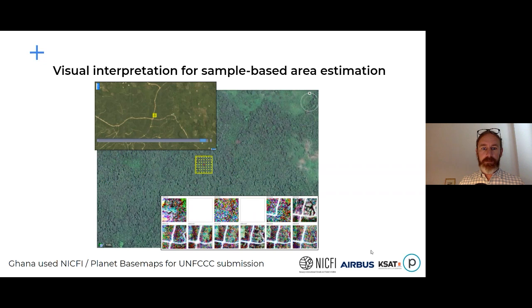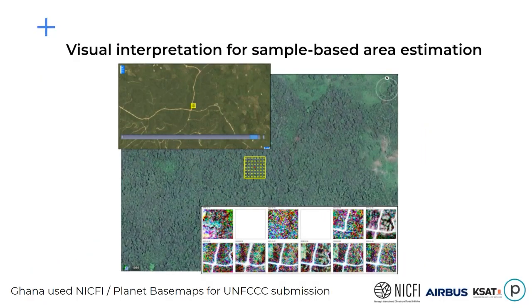Next slide. So we've already put these data sources into an operational context. We've been able to ingest the basemaps and use them for very low-hanging fruit, but still useful things like visual interpretation on a monthly time step of sample-based area estimation. And Ghana is one of the countries that has used these data for reporting to the UNFCCC already. So it's already been implemented by countries.